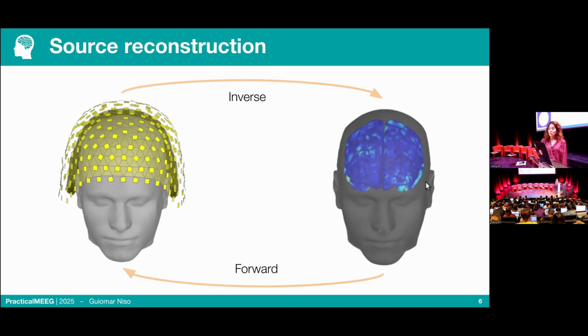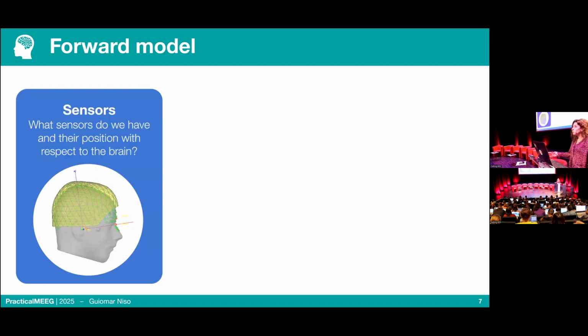So to solve this forward model, the first thing we have to feed the model is sensor information. What's the sensor information? What sensors do we have? And what are their positions with respect to the brain? Because it is not the same measuring that far than this close.